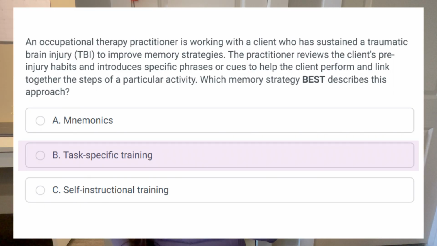Anyways, I might not choose this one because I feel like that's not what they're doing here. They're more, I guess, the terminology here is that they're linking together steps of an activity. So I don't think that's a mnemonic. So I don't think I'm going to pick that option. Next, we have option B, task specific training.